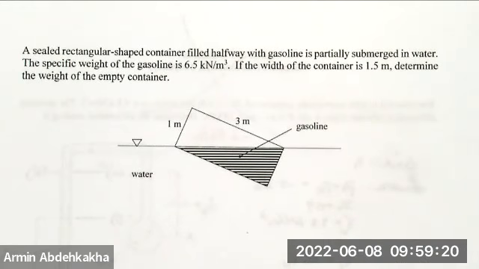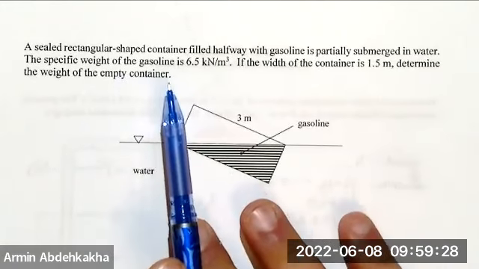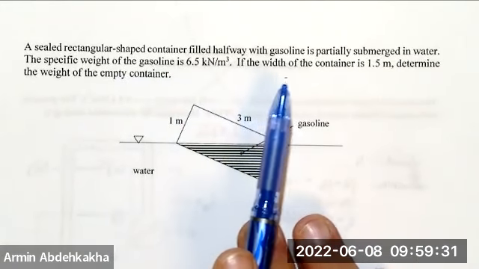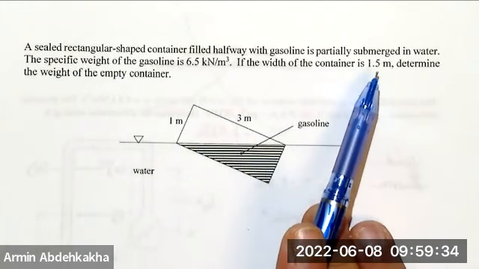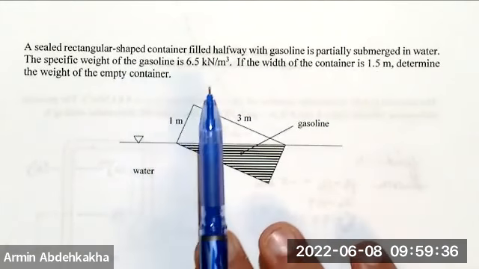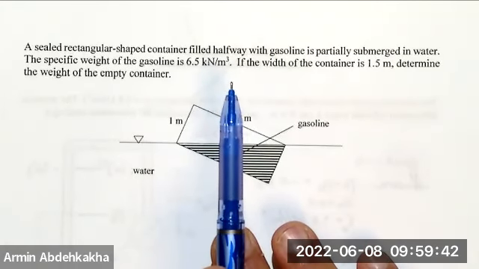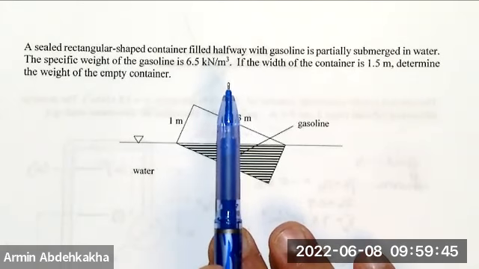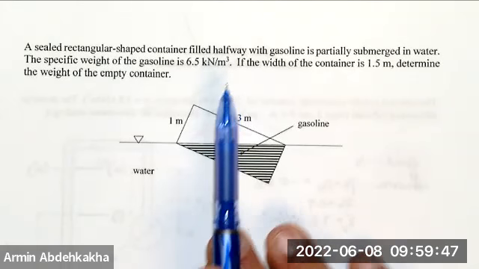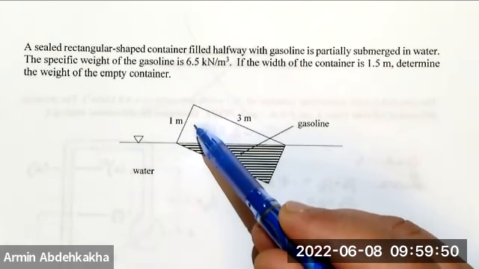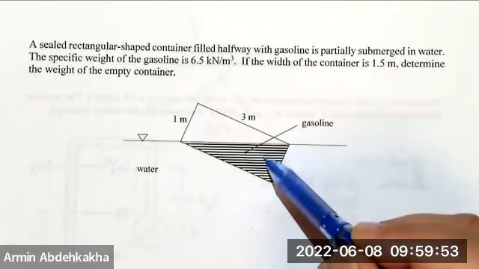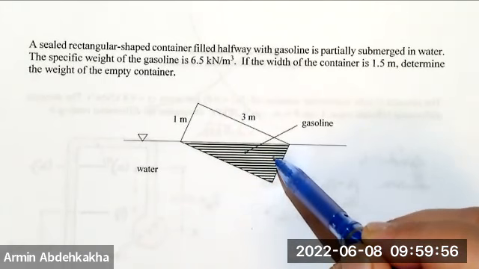Let's solve an example. A sealed rectangular shaped container filled halfway with gas is partially submerged in water, right? The specific weight of gasoline is 6.5 kilonewton per meter cube, and the width of the container is 1.5 meter. Determine the weight of the empty container. The weight of this part, because this part also has a container and is filled with gasoline, right?